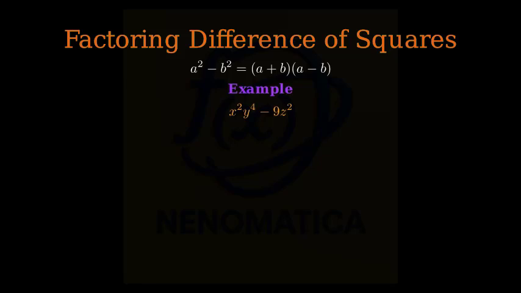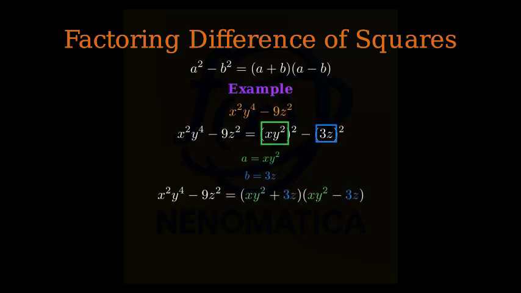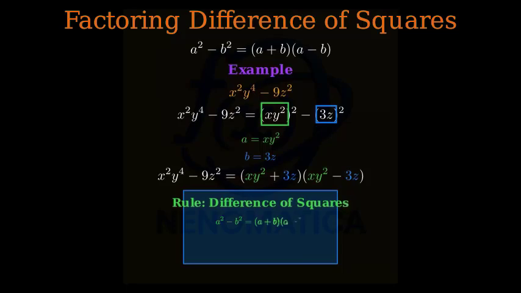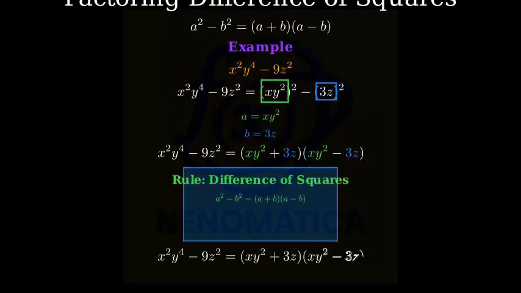We want to factor the expression x squared y to the fourth power minus 9z squared. Let's identify what a and b are in this expression. Looking at the formula, a squared is x squared y to the fourth, so a is xy squared. And b squared is 9z squared, so b is 3z. Now we can apply our formula. We have a plus b times a minus b, which is xy squared plus 3z times xy squared minus 3z.